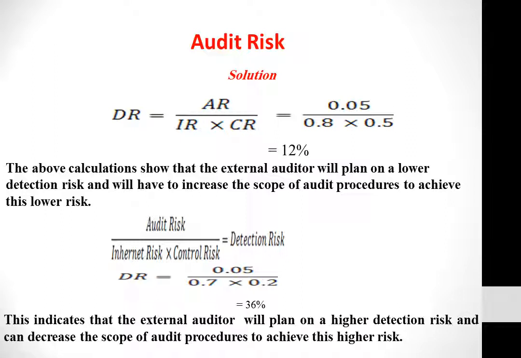So DR is going to be 12%. So the external auditor will plan on a lower detection risk and will have to increase the scope of audit procedures to achieve this lower risk.